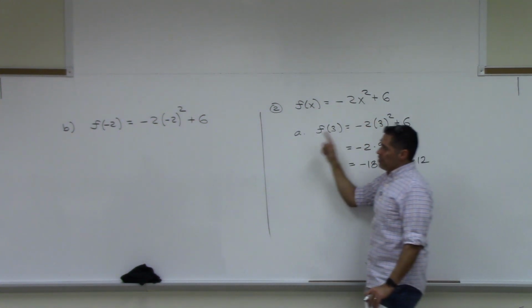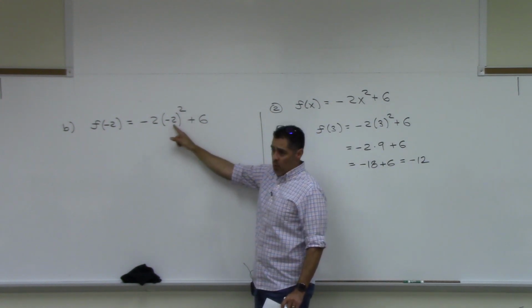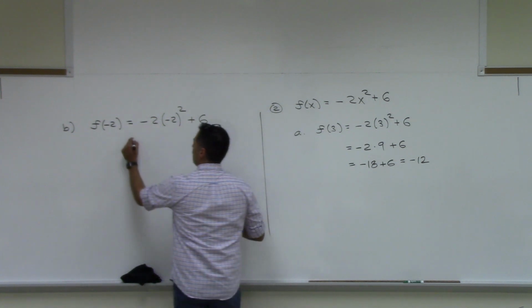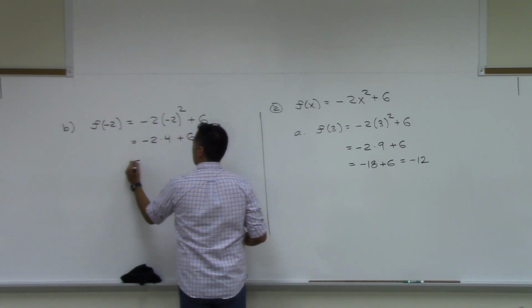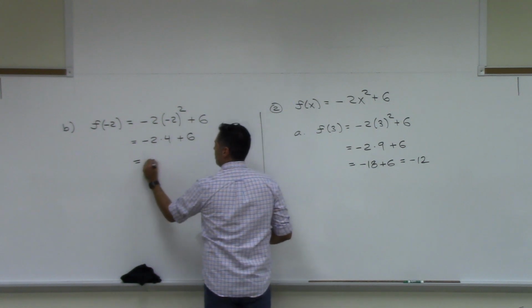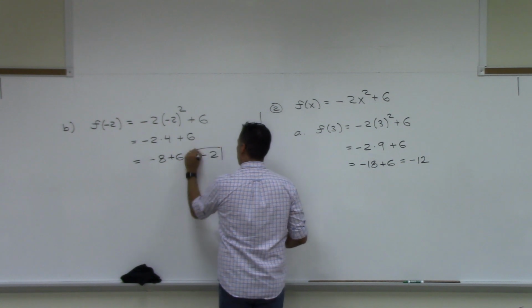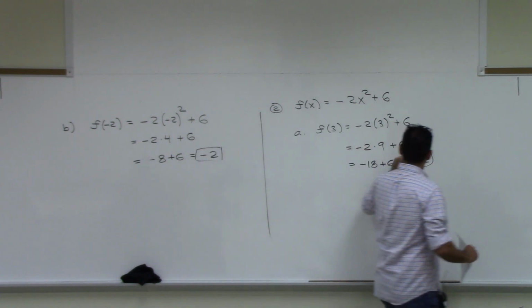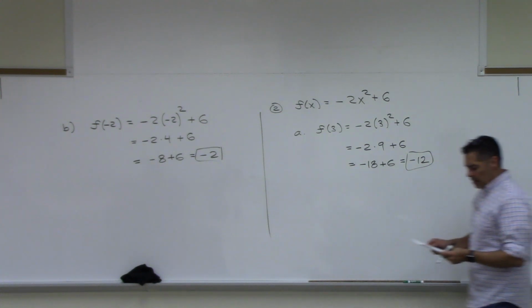So order of operations, what's negative 2 squared? 4, right? So this is really negative 2 times 4 plus 6. Now multiplication comes, negative 2 times 4 is negative 8 plus 6, and that's negative 2. Good? All right, let's look at number 3.